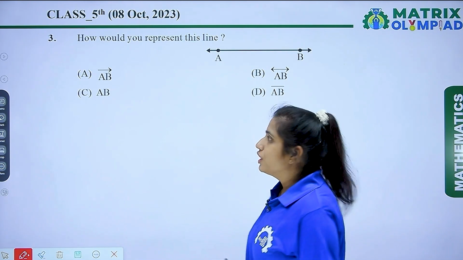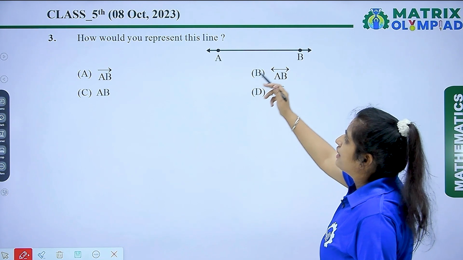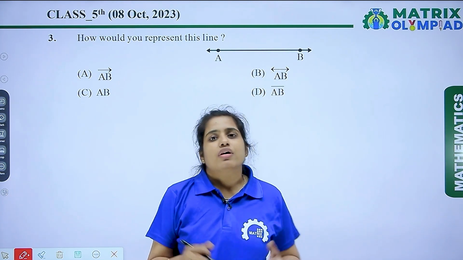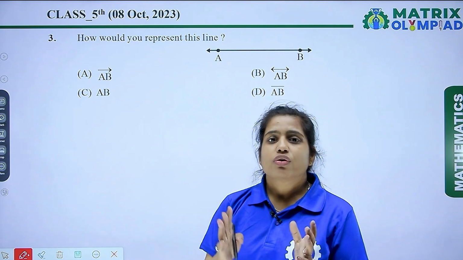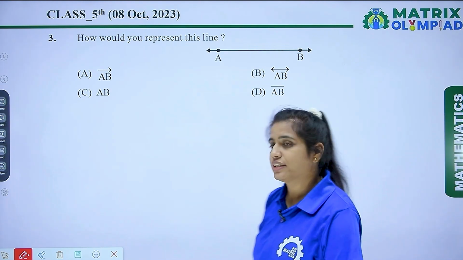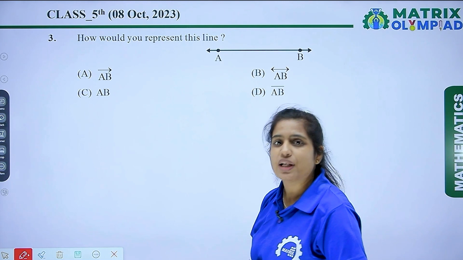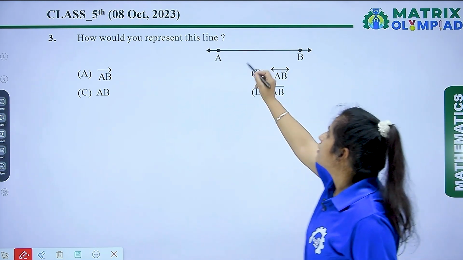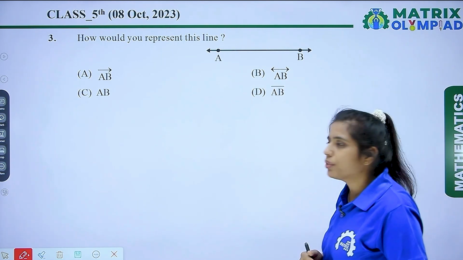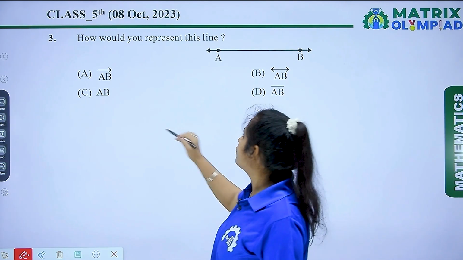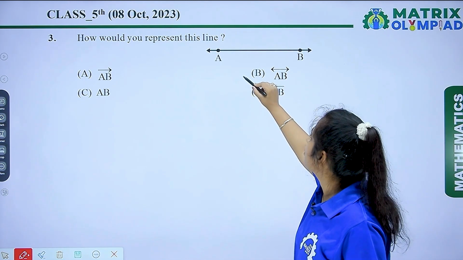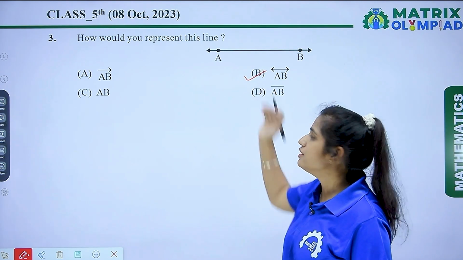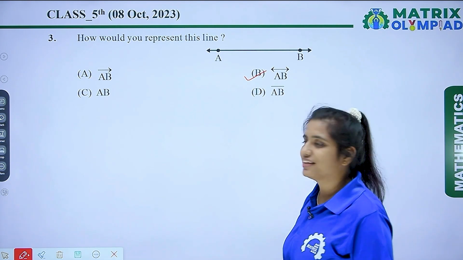In this third question, how would you represent this line? हमें बताना है कि ये जो line आपको दिखाई दे रही है वो किस तरह से रिप्रेजेंट करी जाती है या इसका हम कह सकते हैं सिंबल क्या है. So here we have to just represent this line. So here points are A and B. And out of these 4 options, we can say that option B is the correct representation of this given line.